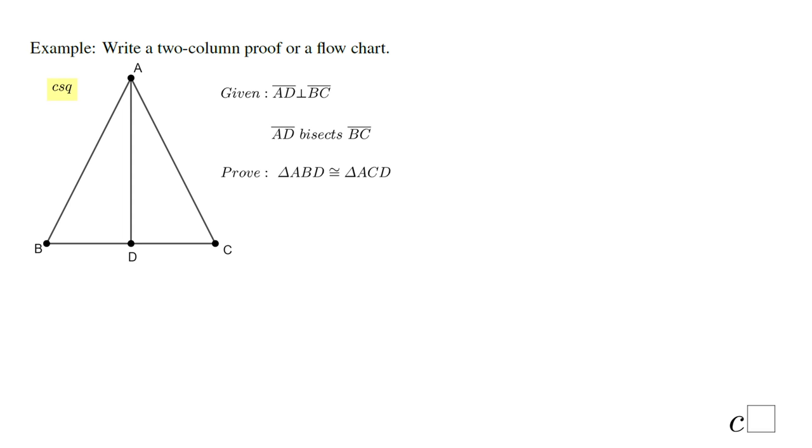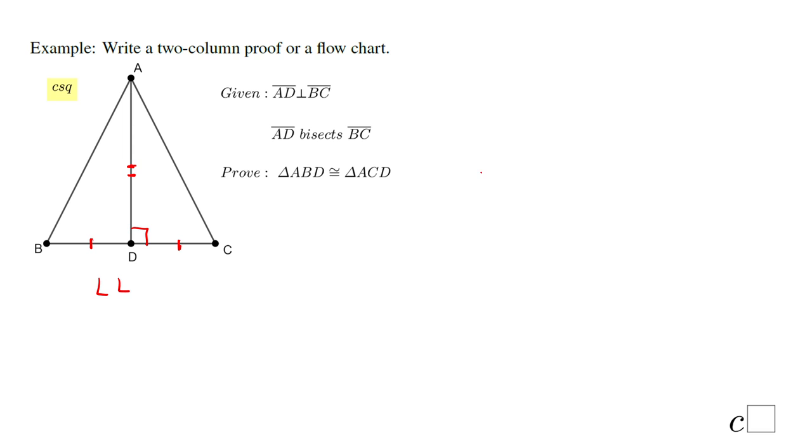Another two-column proof or a flowchart. Here I'm going to do a flowchart. We have here AD perpendicular to BC, and this angle will be a right angle, and basically the other angle, this one, will also be a right angle, but we don't need to mark them both. So we have two right triangles. That's the point here. And then AB bisects BC, so that means these two are congruent. And we have this common side, which is a leg in both right triangles. So this will be a leg-leg.